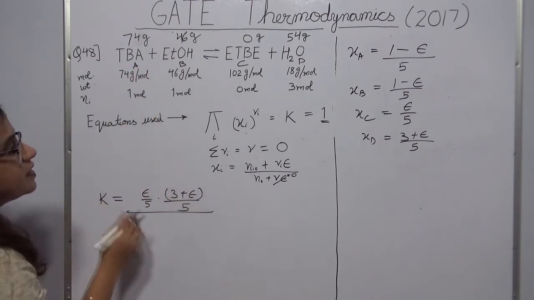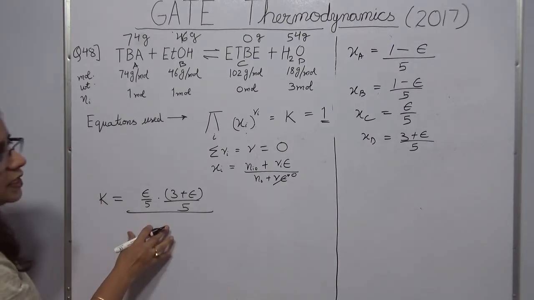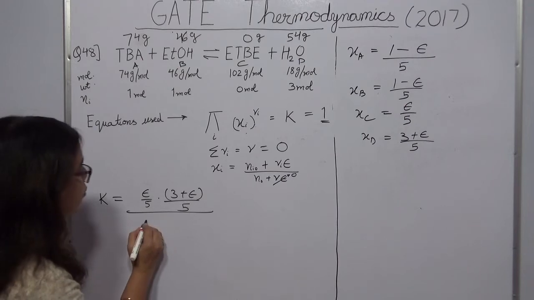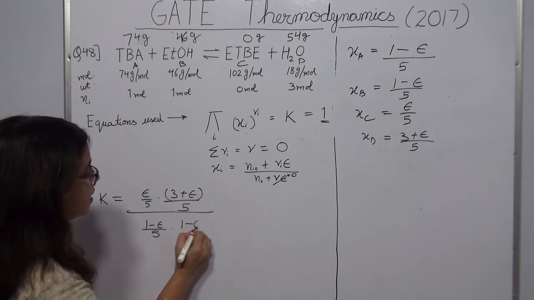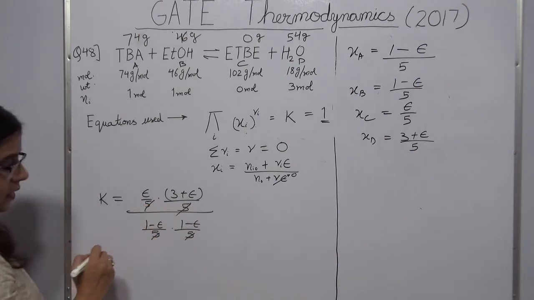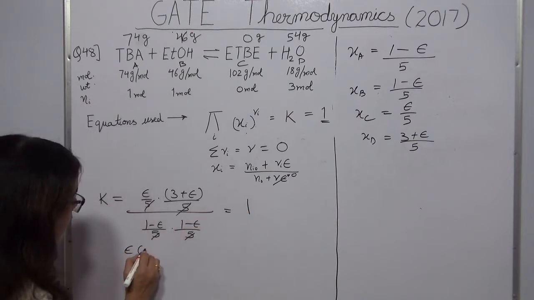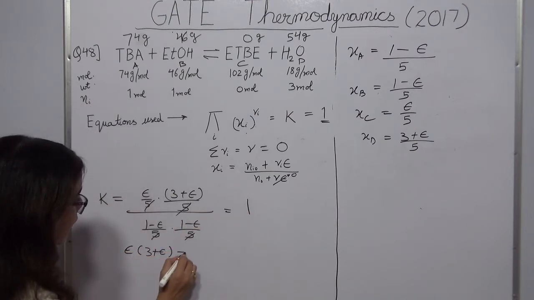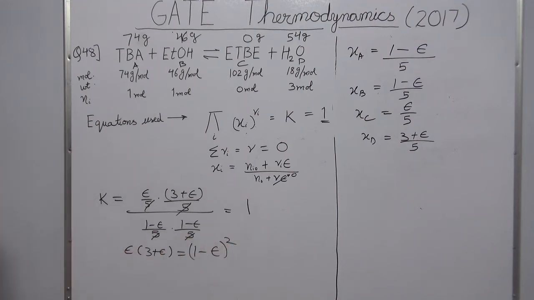Now the reactants will be raised to the power minus 1, so I am taking them in the denominator and I will have 1 minus epsilon by 5 into 1 minus epsilon by 5. Now the 5 throughout will cancel, K is equal to 1, so I have epsilon into 3 plus epsilon equal to 1 minus epsilon whole square. Okay, so up till this point everything is fine.